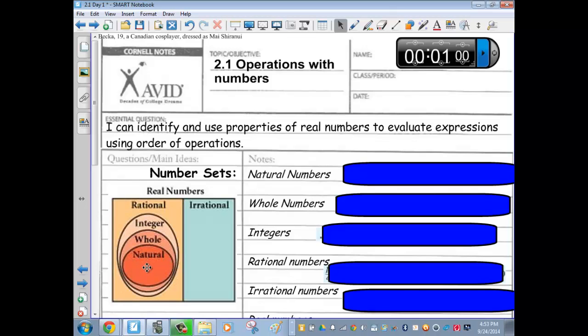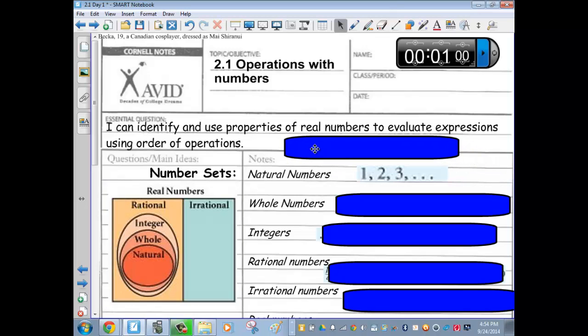So a natural number is not only a whole number, but it's also an integer, and it's also a rational number. Natural numbers also could be integers, and natural numbers can be rational numbers as well. They are. So I'm going to give you some examples of these things here.